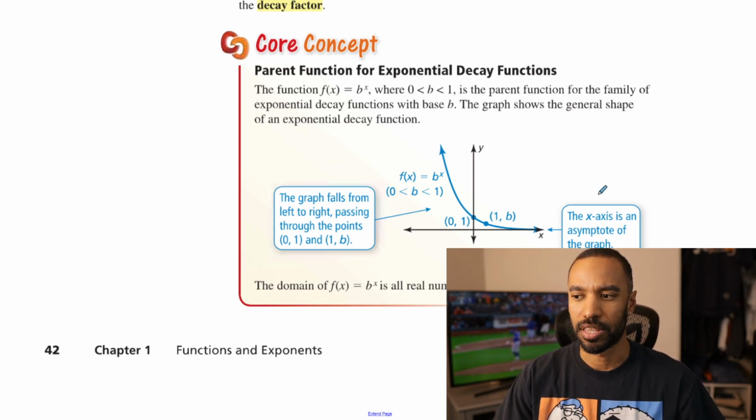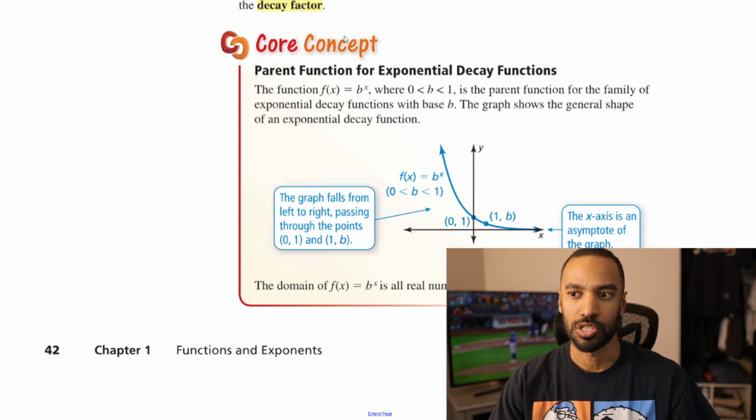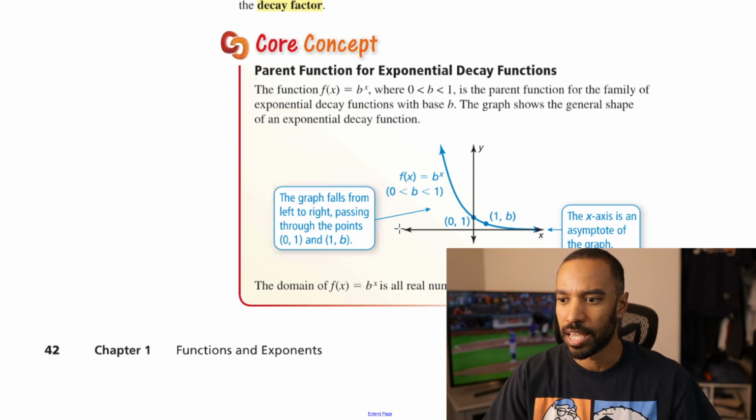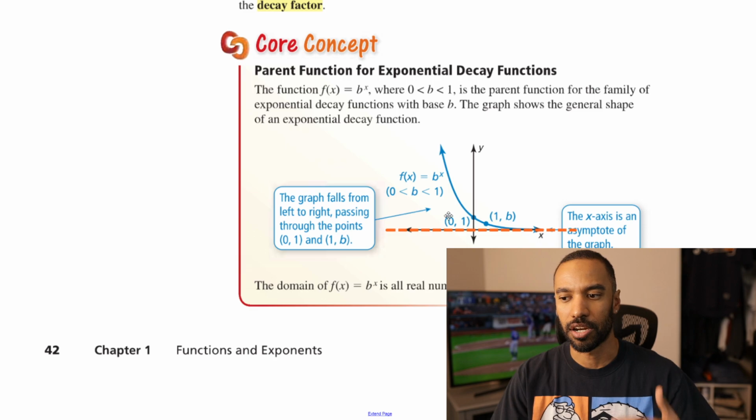And I don't know if they pointed this out the first time, but the x-axis is known as the asymptote of the graph. An asymptote, in our case, that we're going to be drawing, let's make it bright, is a dotted line. It's not part of the points on the graph itself, but it helps describe how your points are possibly approaching something on a graph.